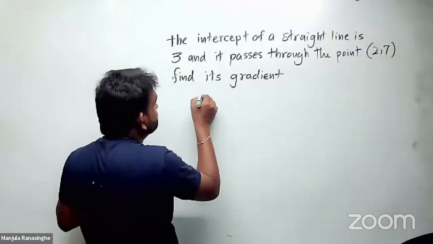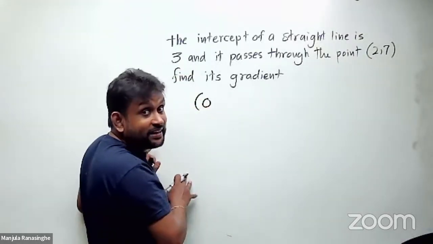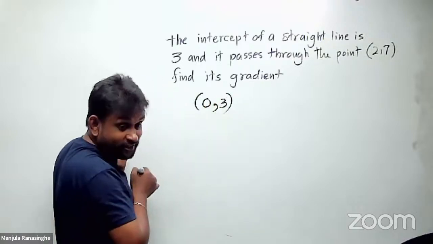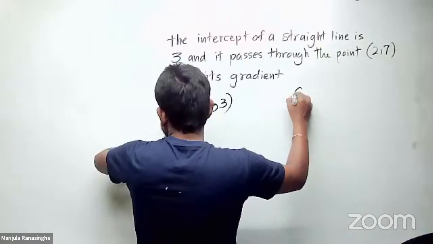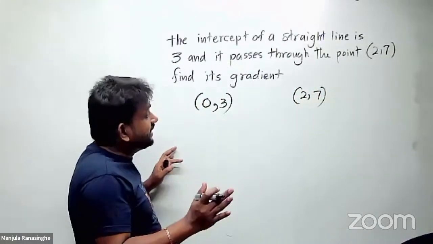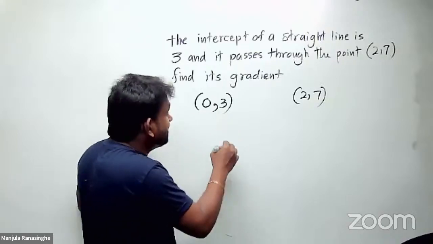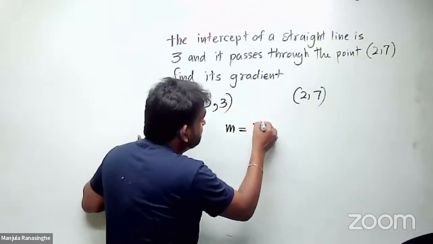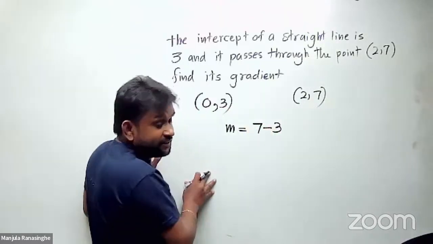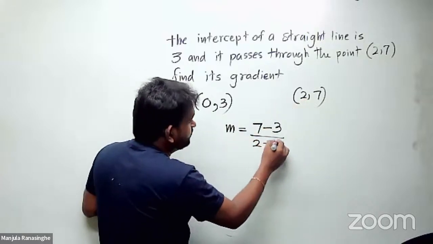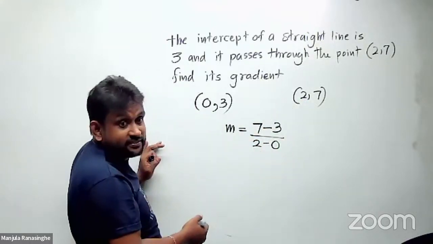Here 3 there. So 3 means its x coordinate 0 at the intercept. So 0 comma 3 is the coordinate. Then the other coordinate is 2 comma 7. So 0 comma 3 and 2 comma 7. So how to find the gradient? Gradient equals y difference over x difference. 7 subtract 3, right? Just divide by 2 subtract 0. Y difference over x difference.